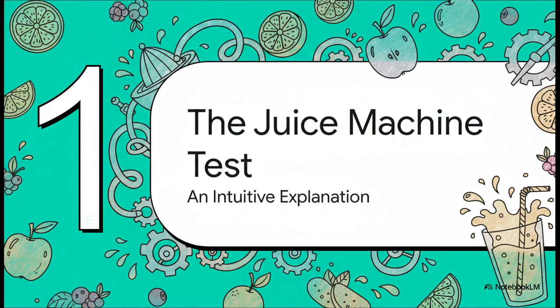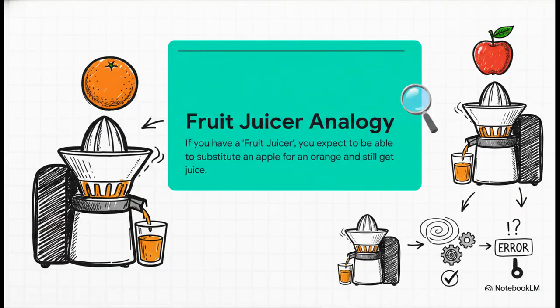So to really get a gut feeling for what this contract means, let's forget about code for just a minute. We're going to use a simple analogy, and I love this one because it makes a kind of tricky concept super easy to grasp. Let's talk about a juice machine. And this right here perfectly captures the spirit of the Liskov principle. The machine's contract is simple. You put fruit in, you get juice out.